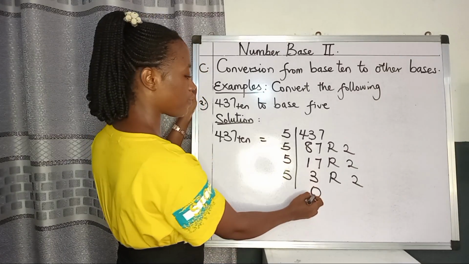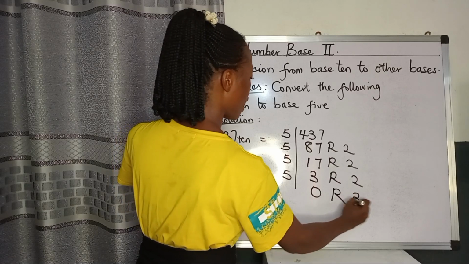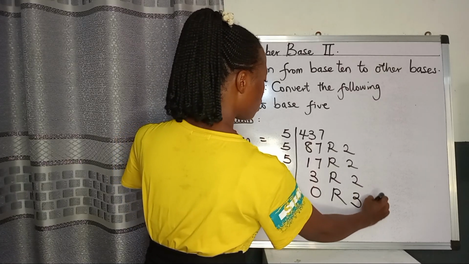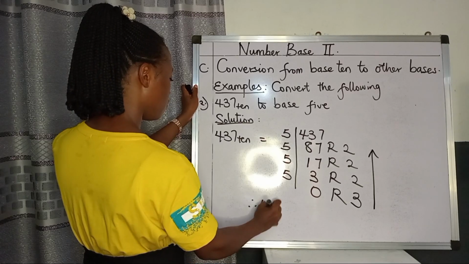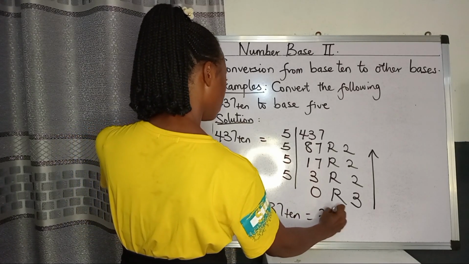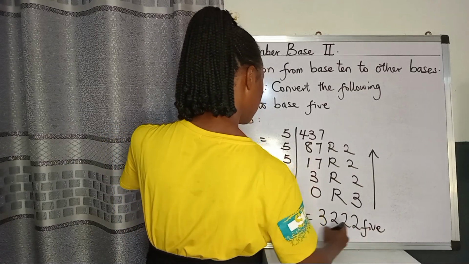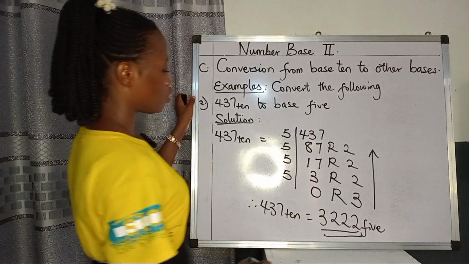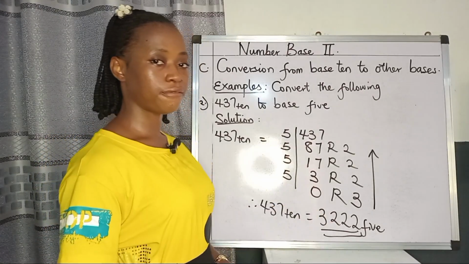Remember, once we arrive at 0, the number you have to the left will be switched to the right. Now your answer goes all the way from down to up. Now we're going to have 437 base 10 will give us 3222 in base 5. So we have been able to convert from base 10 to base 5.